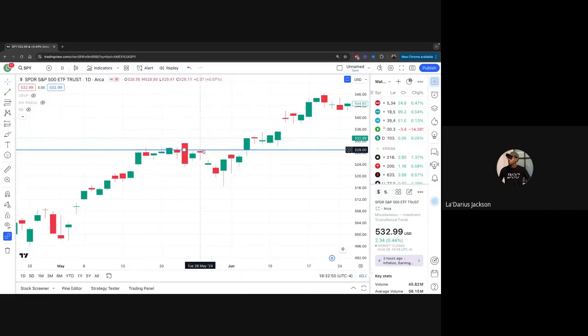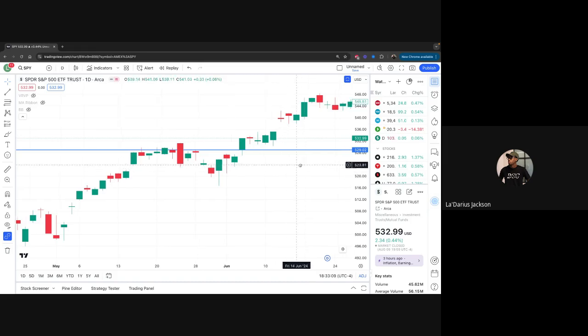So the fact that we just keep rejecting at this line tells us that around 529, 530, we can set support. And support, again, is going to be below the current stock price. So the current stock price is 533, support at 529. Support cannot be at 536.